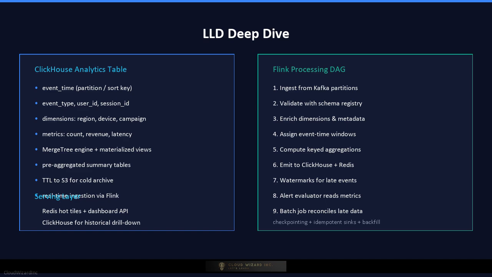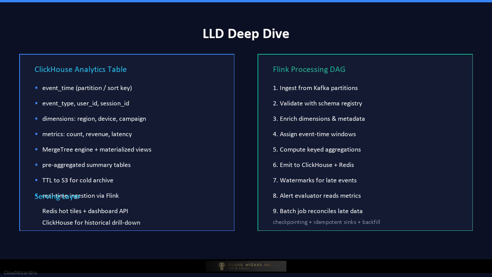Flink writes results into ClickHouse using idempotent inserts, typically partitioned by time. ClickHouse uses MergeTree engines and materialized views to maintain real-time rollups. Redis stores hot dashboard tiles, recent metric cards, and alert states so that the most common queries never hit the database. The dashboard API routes reads to Redis for the hot path and to ClickHouse for historical drill downs.